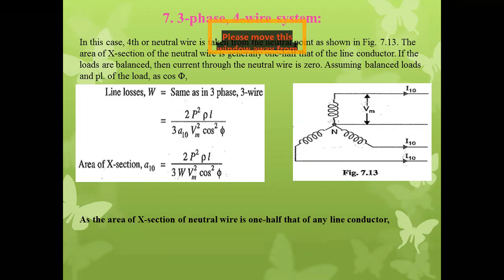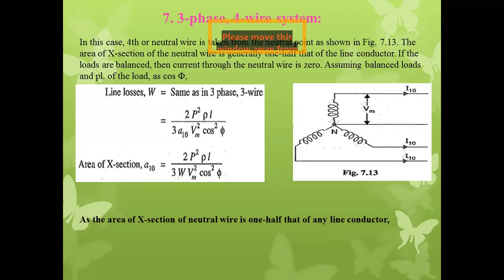So directly we can write the line loss. The I9 and I10 are the same, so we can directly put the value and find the area of cross section. No need to waste our time finding the expression for I10, which is the same as that of I9. So the line loss will be found directly.